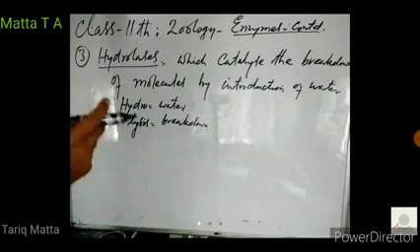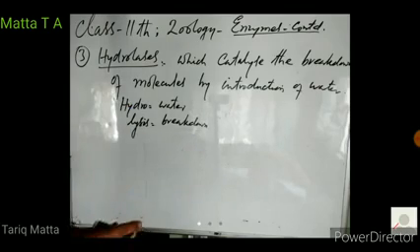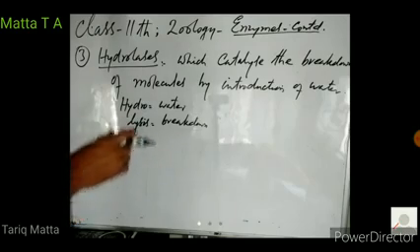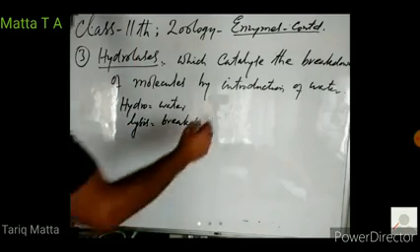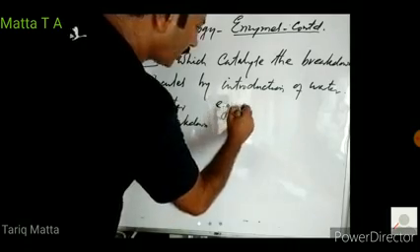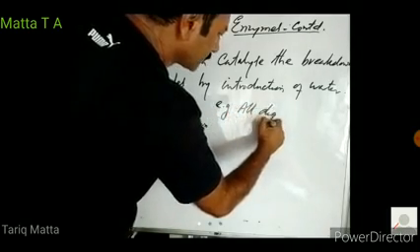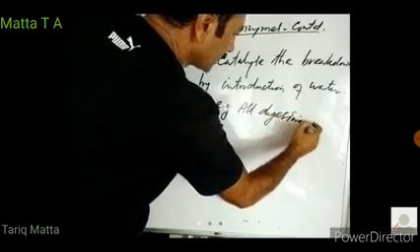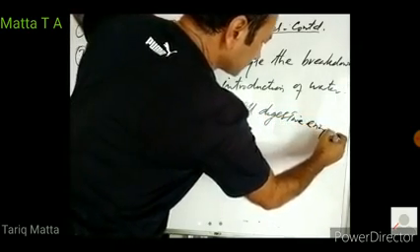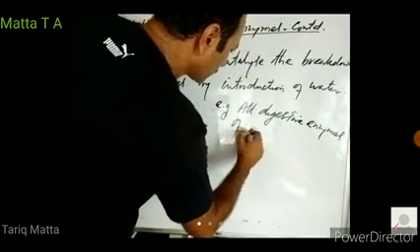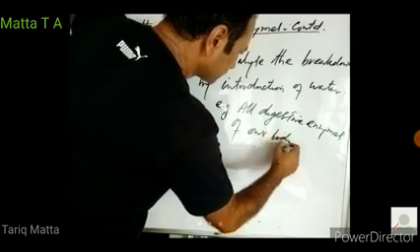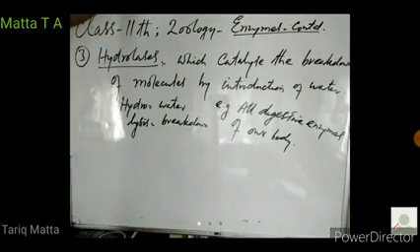So those enzymes which break complex molecules to simple molecules by introduction of water in them are known as hydrolases. For example, all digestive enzymes of our body. All the enzymes which are released in our alimentary canal are hydrolases. They break down complex molecules into simple molecules by the introduction of water.